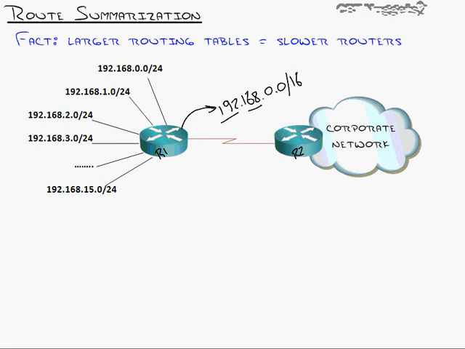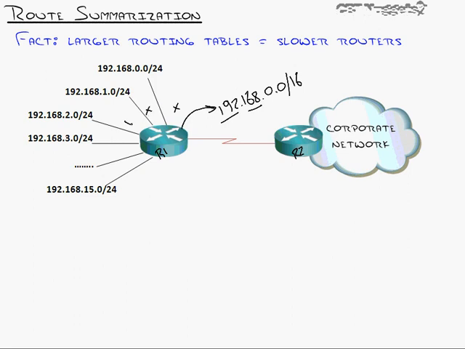Router 2 puts that in its routing table and says, wow, that's a huge router over there. It's got all of my 192.168 networks. Now, it only really has these 16 of them, but it's advertising the whole scope. When you do that, the routing protocol will automatically suppress all the more specific routes.